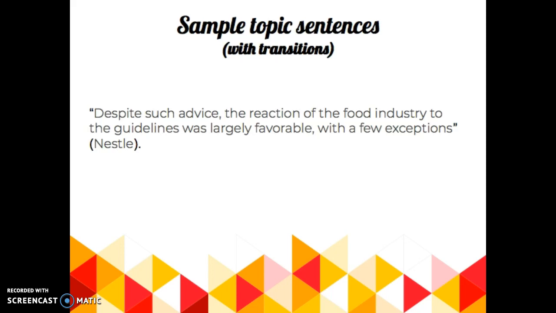So we understand that the first paragraph was talking about some kind of advice. The second one is going to talk about how the food industry reactions were largely favorable. It's using the same kind of formula. The first half of the sentence recaps what was previously said, the second half forecasts what's going to be coming, and the transitional word "despite" shows the relationship between those two ideas.